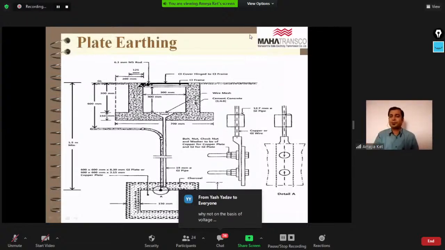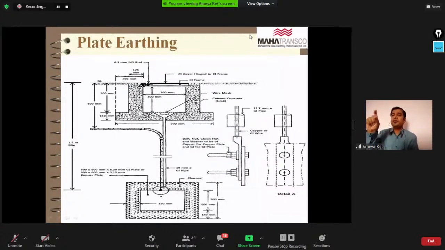We are going particularly for the sake of that fault current. On that basis, from a cost-effective and techno-commercial point of view, we are going for pipe earthing in EHV grade and plate earthing in the domestic case.